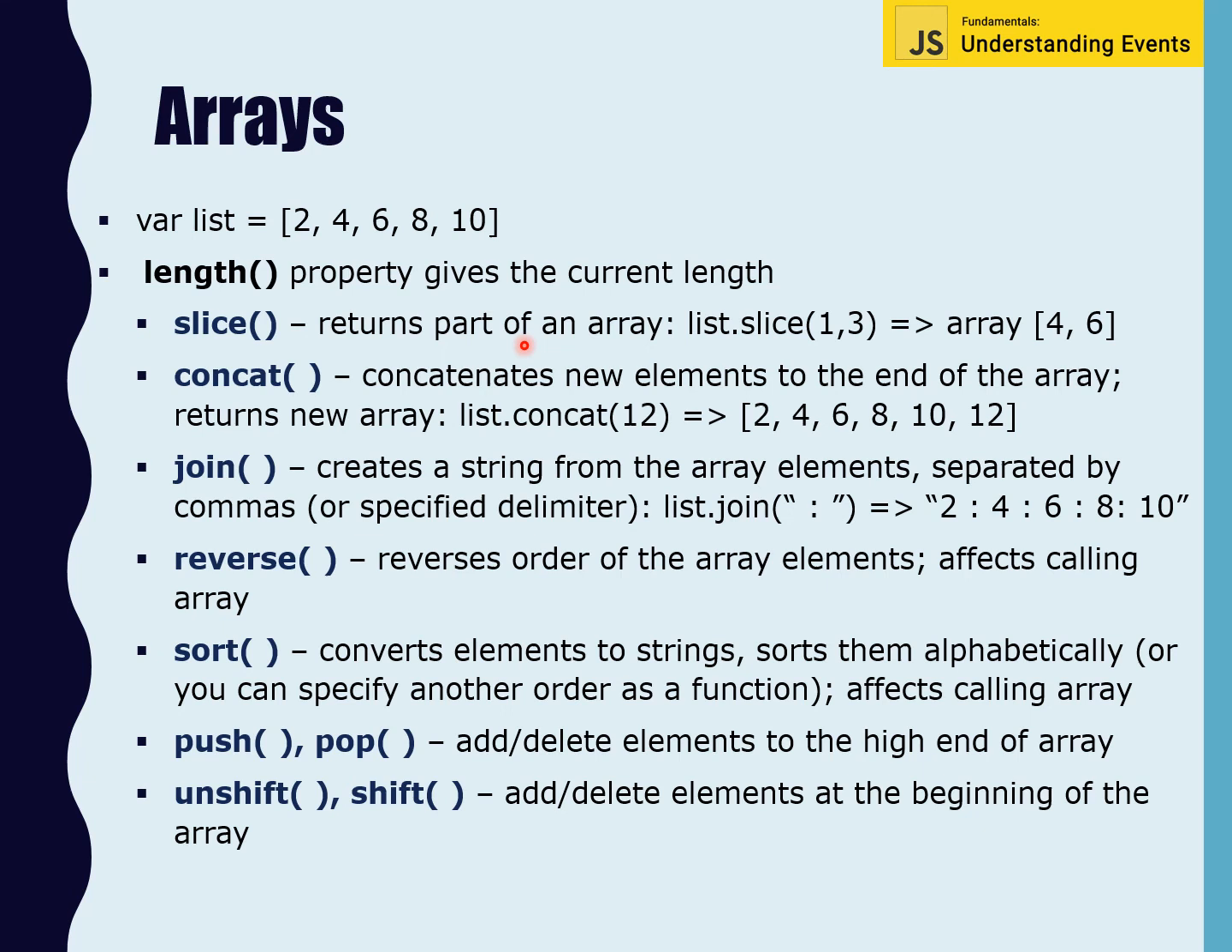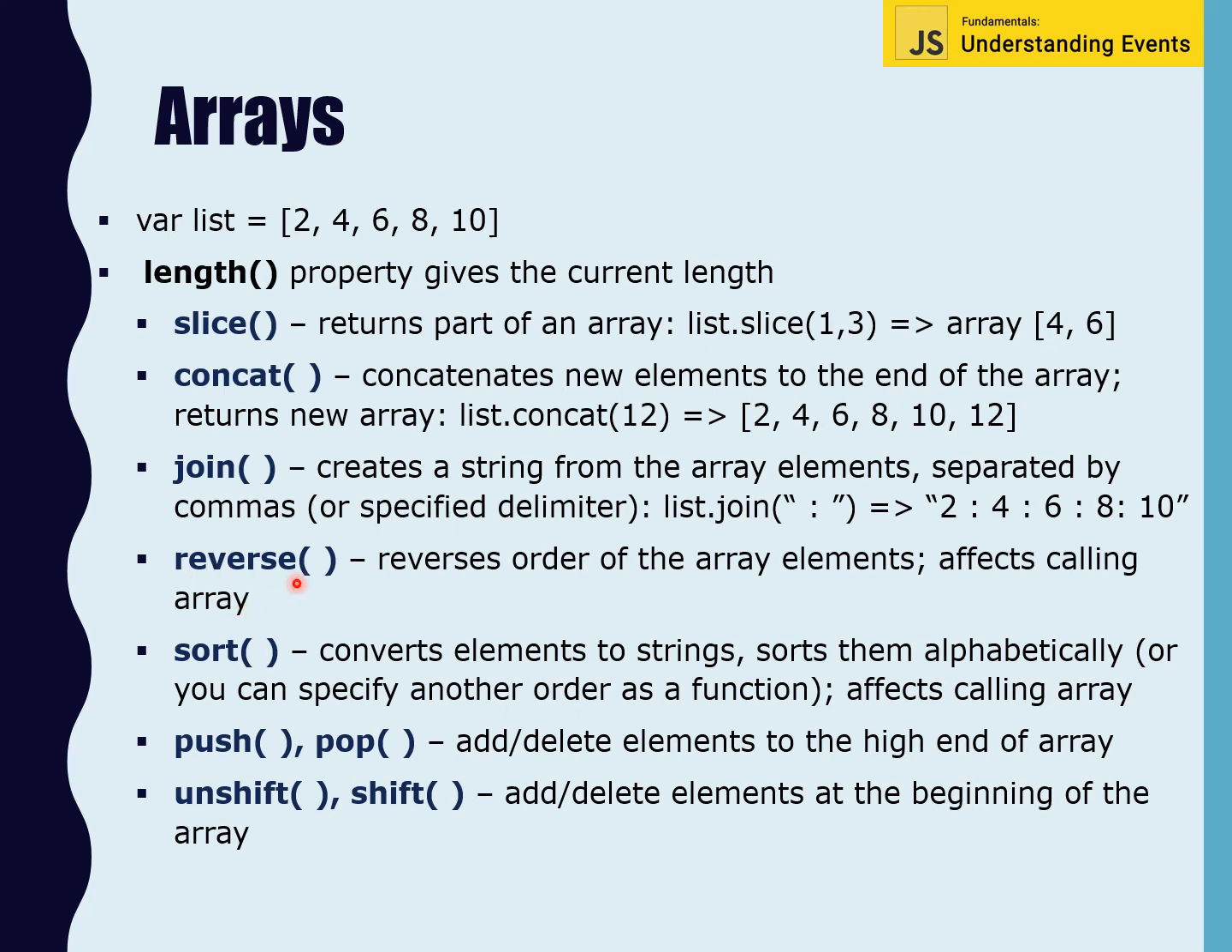Then join. The join function is another type of array function. It creates a string from the array elements separated by commas or other specified delimiters. An example is list.join colon. This array will be converted to a string where each element is separated with a colon value. If nothing is specified, that is, simply join, then the elements are separated by commas. Here the colon is mentioned as the delimiter, so all the elements are separated with a colon.